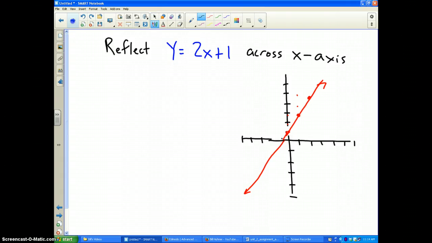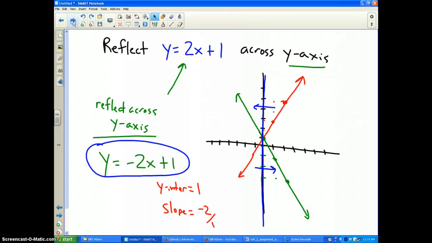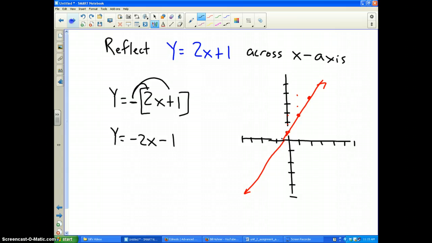Now, going back a slide, it says in order to reflect across the x-axis, which is down here, I need to change the sign of the entire function. All of the signs need to be changed. So let's go back and try this. I take my original function, y equals 2x plus 1, and I put the negative sign on the outside. So it's like timesing everything by negative 1. So I get y equals negative 2x minus 1.